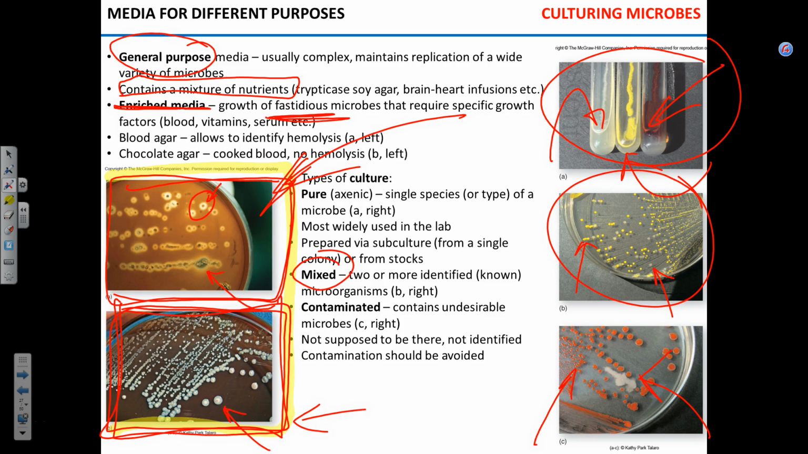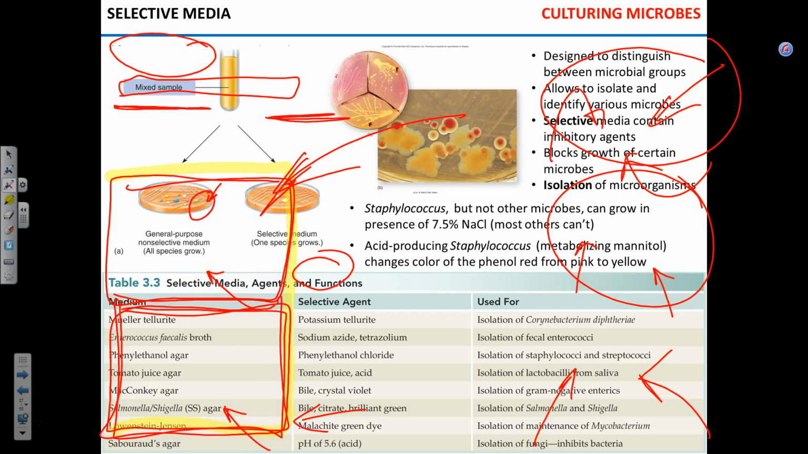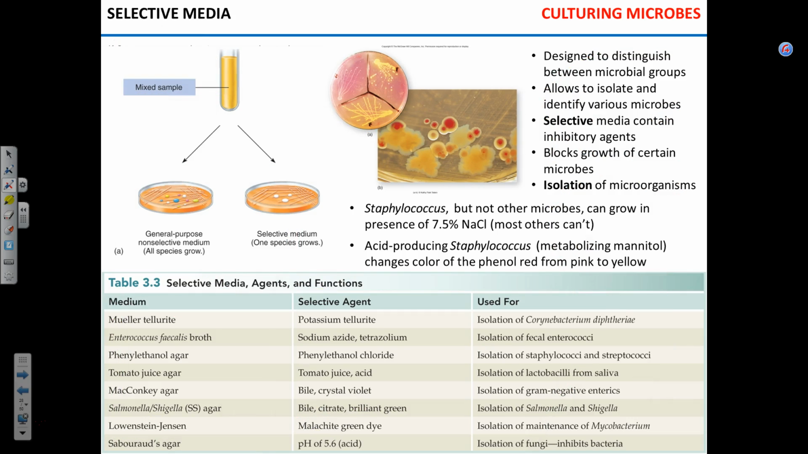But to be honest, we don't do a lot of stuff with the pure culture through the course. We're going to be working mostly with the mixed cultures, but we will chat a little bit more about it. I've already introduced you to the concept that media can help you to identify microbes. The first one that I wanted to talk about is selective medium.